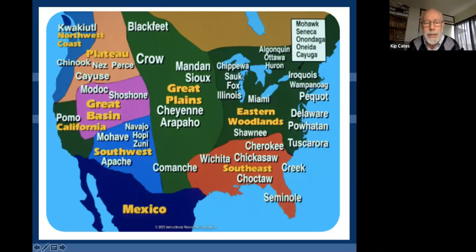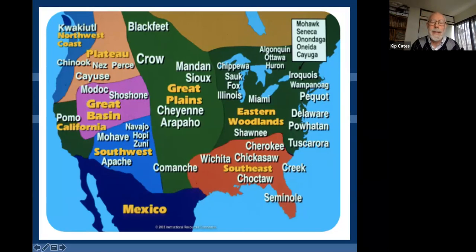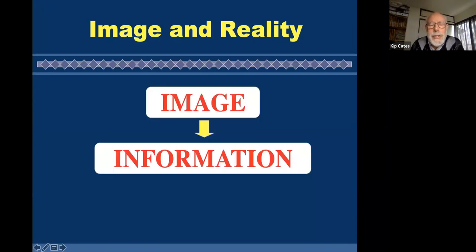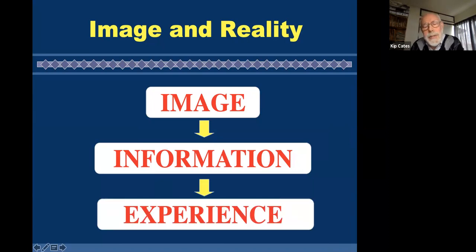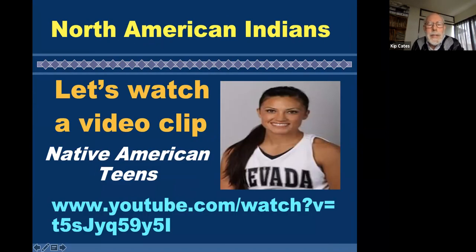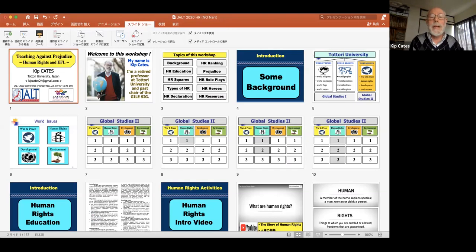What's happened to them now? Questions come up. Image, information. You start with a stereotype, then go and find out the situation, but experience is also important. Data is great, but you can't really feel much about data. So for information, I usually show a quick video clip. There's a clip called Native American Teens, and I'll see if I can give you a quick video clip here.